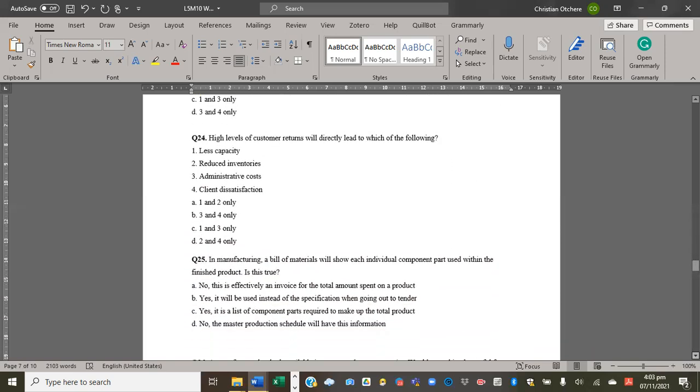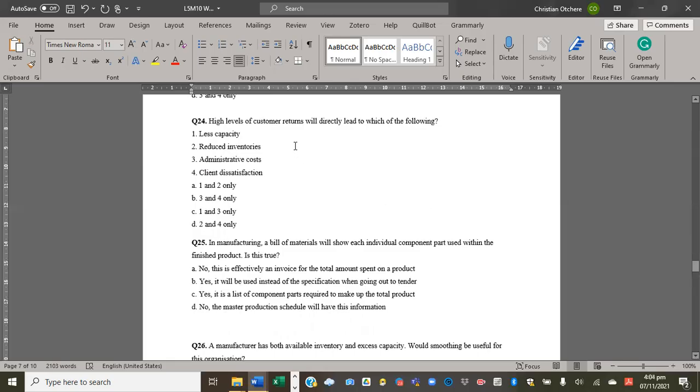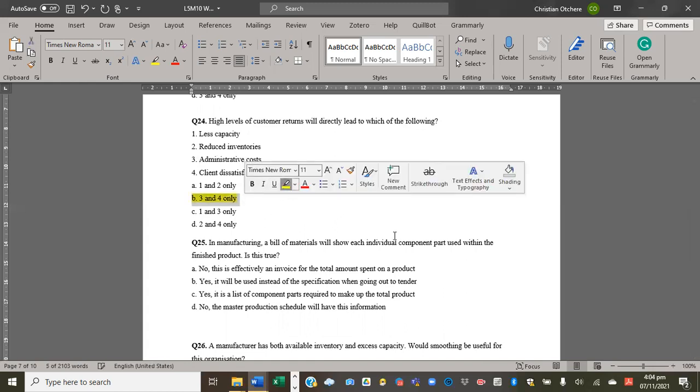Then question 24, high levels of customer returns will directly lead to which of the following? I think we've answered a question like this before. 3 and 4. Okay, so 3 and 4. Yes, we chose administrative costs and client satisfaction.